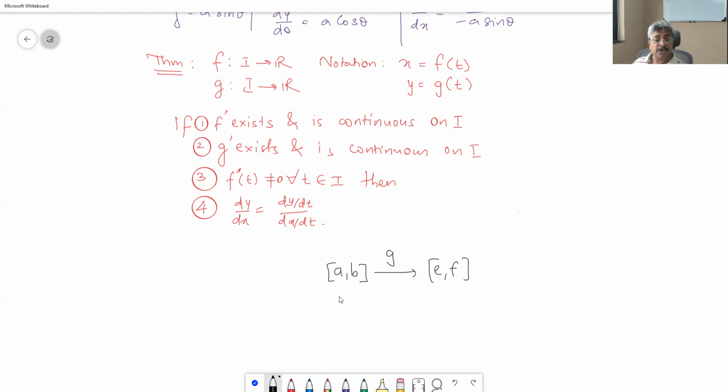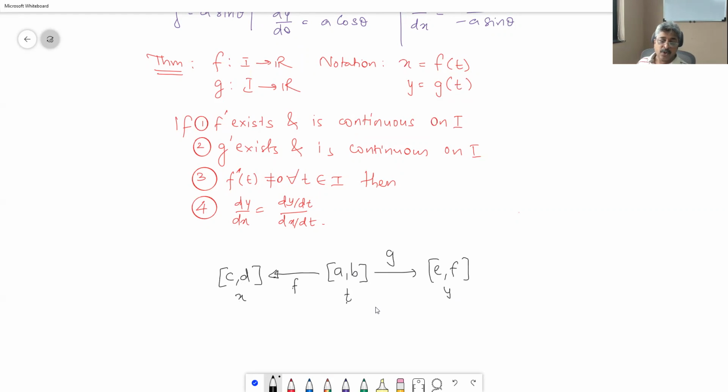Let us call this function g, from a comma b to c comma d. Let us call this function in this direction f. So f, this is our t. T belongs to this domain, so this is what is our t. So f of t is your x. So c comma d, x belongs to c comma d. T belongs to a comma b. So f of t is x and g of t is y.